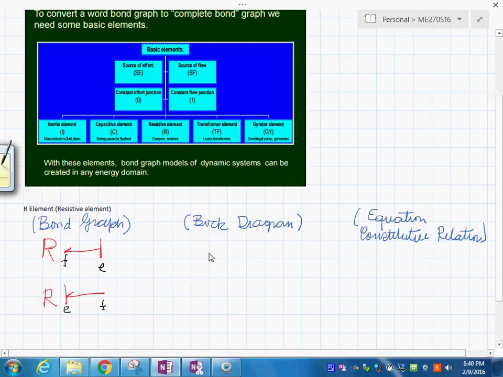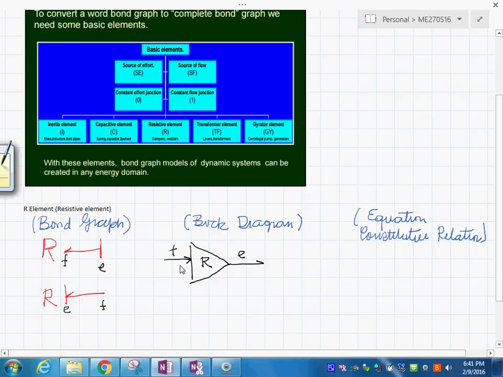Yeah, if this is the R element and it comes in here like this and goes out like that, in this case what goes out is the variable E, what comes in is the variable F. Sometimes we represent this in another way, because you're going to see it a lot this way. It's the same thing but drawn a little differently.